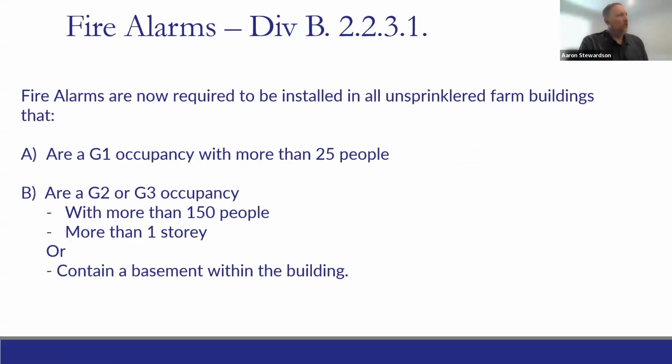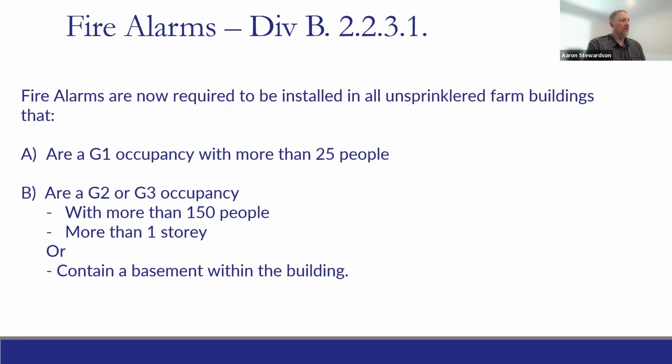Okay, so we're going to talk about fire alarms a little bit here now. Fire alarms may now need to be installed in all unsprinklered farm buildings that are a G1 occupancy. A G1 occupancy, that's our high hazards, right? Let's pick on a barn with liquid manure underneath, right? The trigger to requiring a fire alarm, though, is more than 25 people within it. You may get a barn that big, but it's going to be hard for you to have that many people in a barn, even with the occupancy load calculations that are in the code.